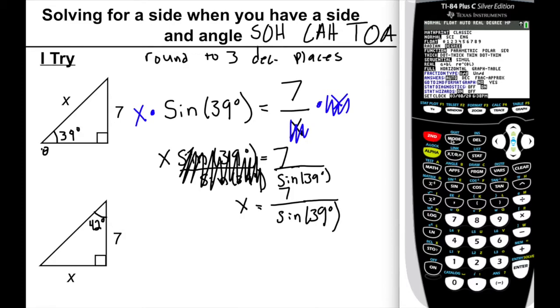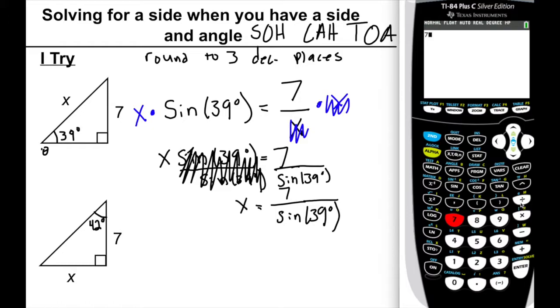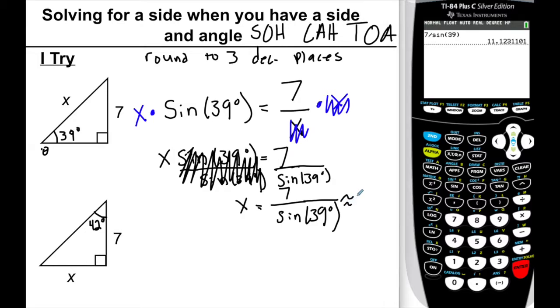So I'm going to go ahead and exit out, second quit, knowing that I'm in degrees, and I'm going to do 7 divided by sine of 39 degrees, close out my parenthesis, and my calculator says 11.123. Okay, so therefore the hypotenuse is approximately 11.123 units long.